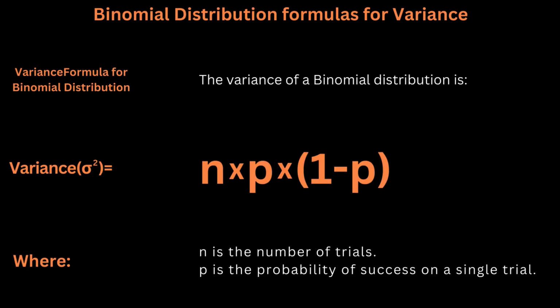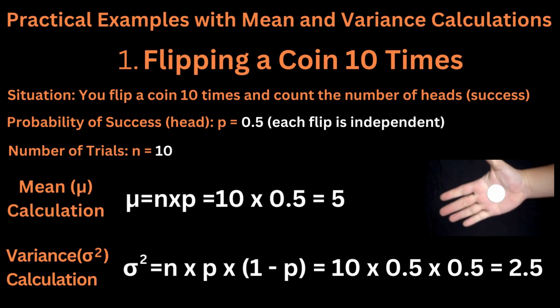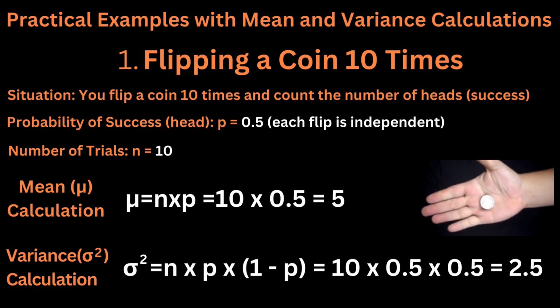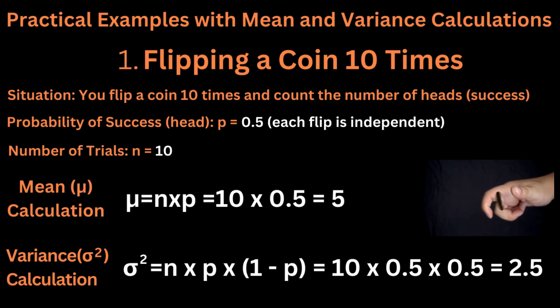The variance formula is variance equal to n multiplied by p multiplied by 1 minus p, where again n is the number of trials and p is the probability of success on a single trial. Now let's understand this using examples of binomial distribution. First is flipping 10 coins. You flip a coin 10 times and count the number of heads, or successes. The probability of success p in each experiment is 0.5 and the number of trials n is equal to 10.